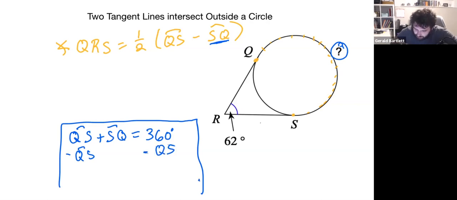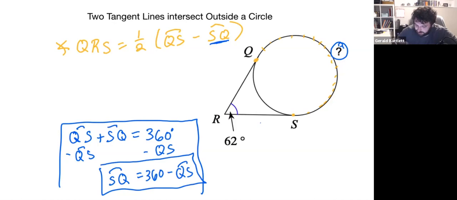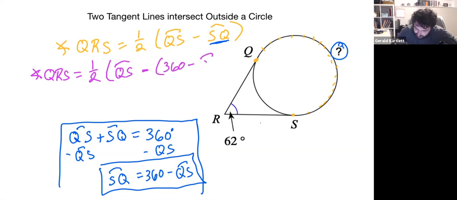And this is in my notes. There's some help there. But arc SQ is going to just be 360 degrees minus arc QS. This gives us something here that we can plug in as we're doing our simplification and solving. So angle QRS is still 1/2, still our formula. We'll leave this in and we'll go QS minus, and in parentheses, we're going to have 360 minus, once again, QS.